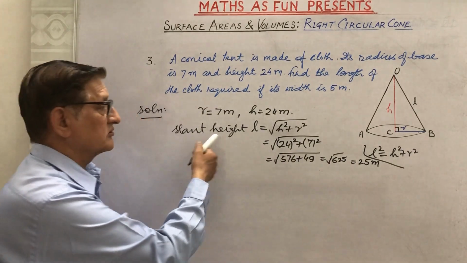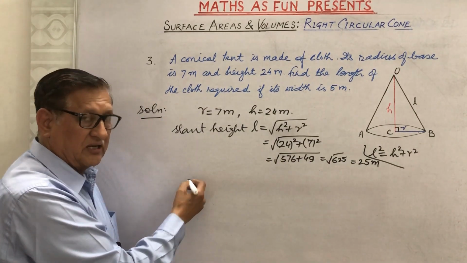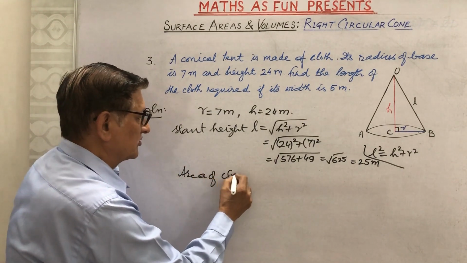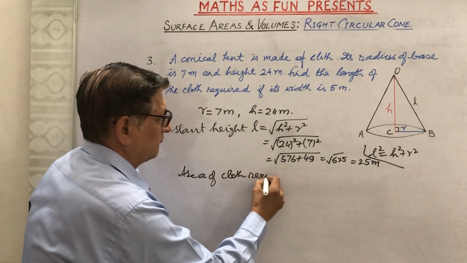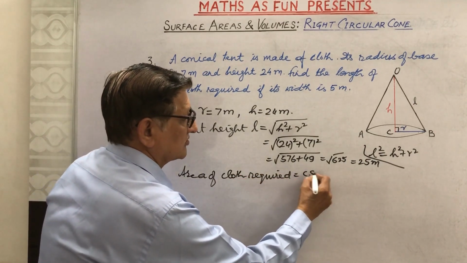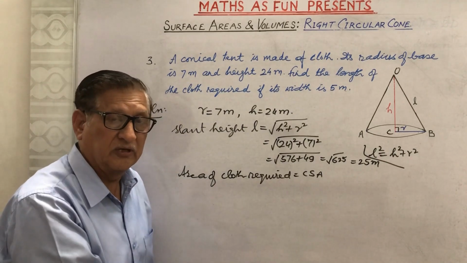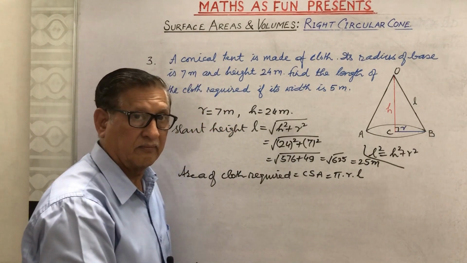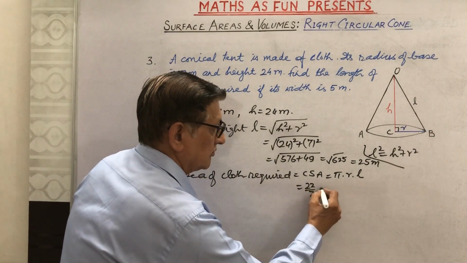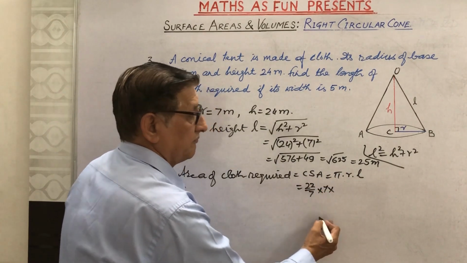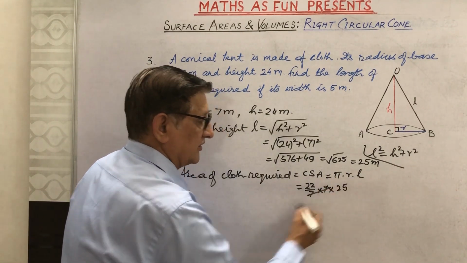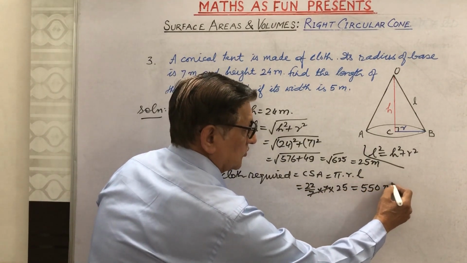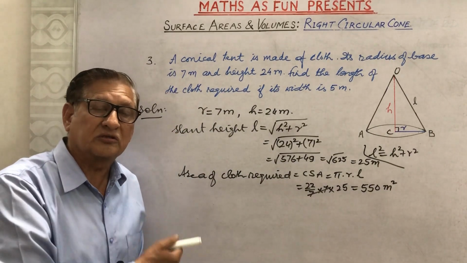After finding the slant height, we can find out the curved surface area, that is equal to the area of the cloth required. So we can say area of cloth required is equal to the curved surface area. And we know the formula for curved surface area, that is pi into r into L. Pi is 22 by 7, r is 7, L is 25. Cancel this. 22 into 25 is 550. So 550 meters square cloth is required.